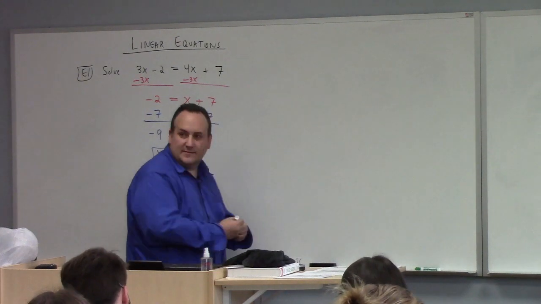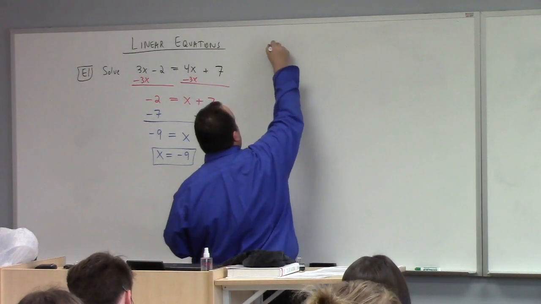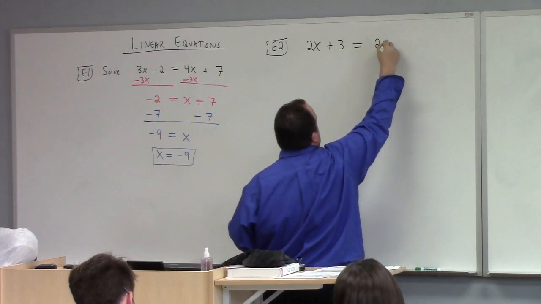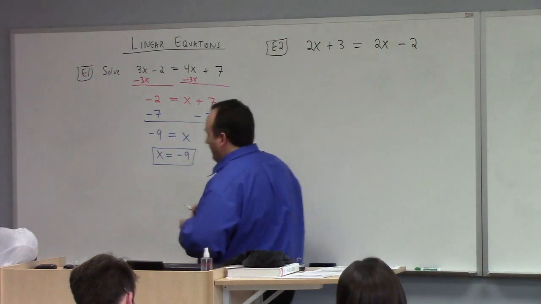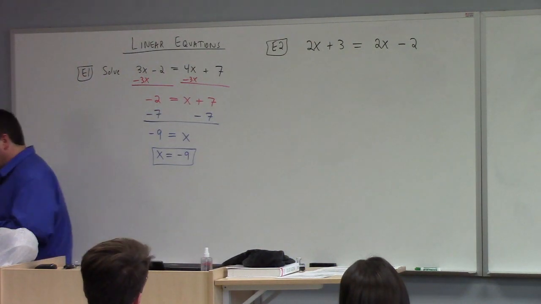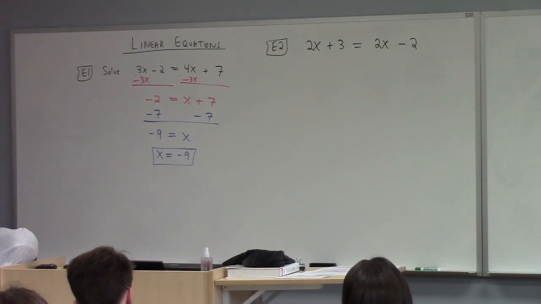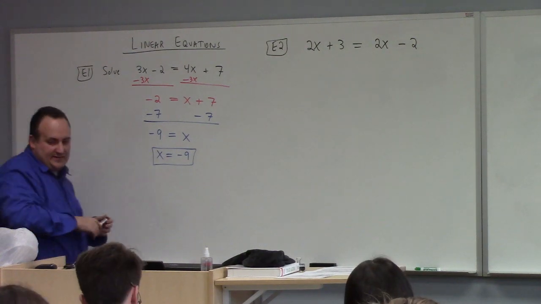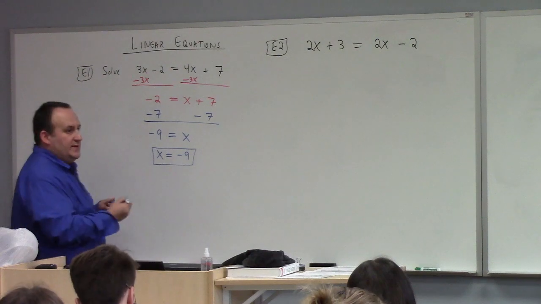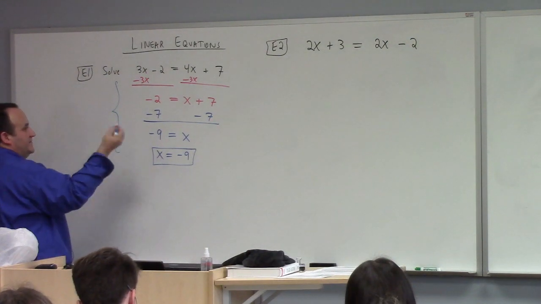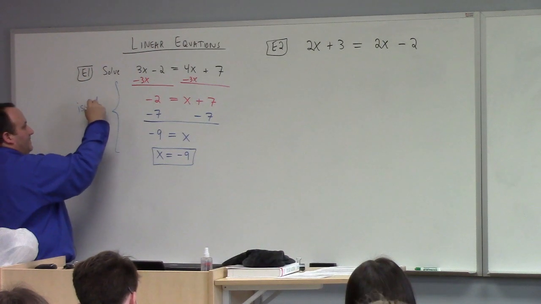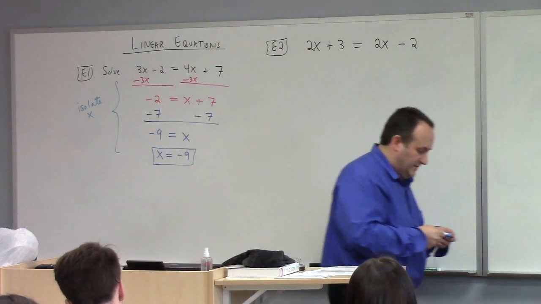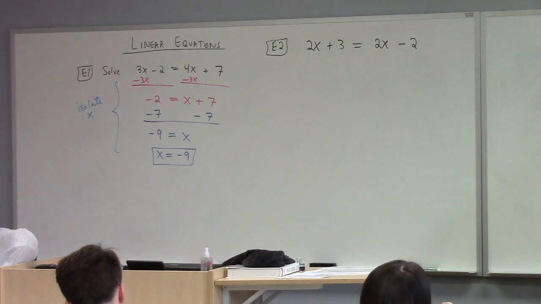Shall we do another example? How about 2x plus 3 equals 2x minus 2? Can we solve this equation? How should we do it? What do you want to do? Let me summarize what we did in the last example, right? Well, what did we do in this last example? Our general strategy was to isolate x, right? That's pretty much it. To solve an equation, you want to isolate x on its lonesome, and then hopefully you solved it, right?